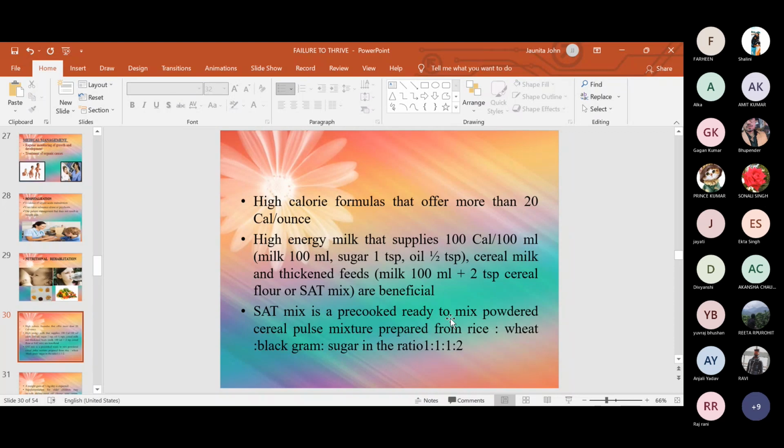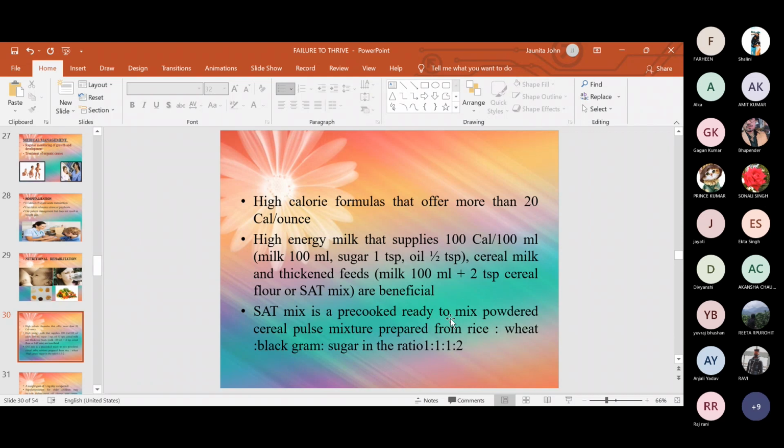And cereal milk and thickened feeds, which can be 100 ml of milk along with 2 teaspoons of cereal, or it can be flour, or sat mix are beneficial. Now sat mix is a new term which has been written over here. Sat mix is nothing but a pre-cooked, ready-made, ready to eat food. It can be powdered, it can be a roasted mixture which is prepared with rice, wheat, black gram or sugar. सत्तू मिक्स क्या है? Mix, whatever mix you call it, is pre-cooked ready to eat.